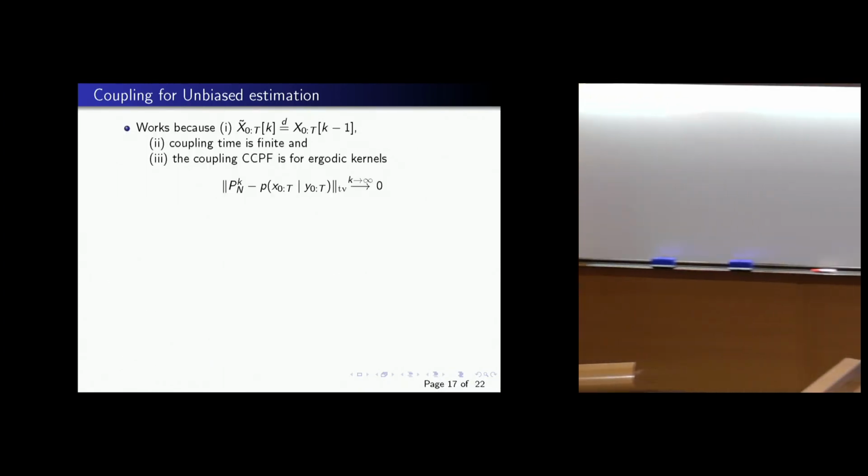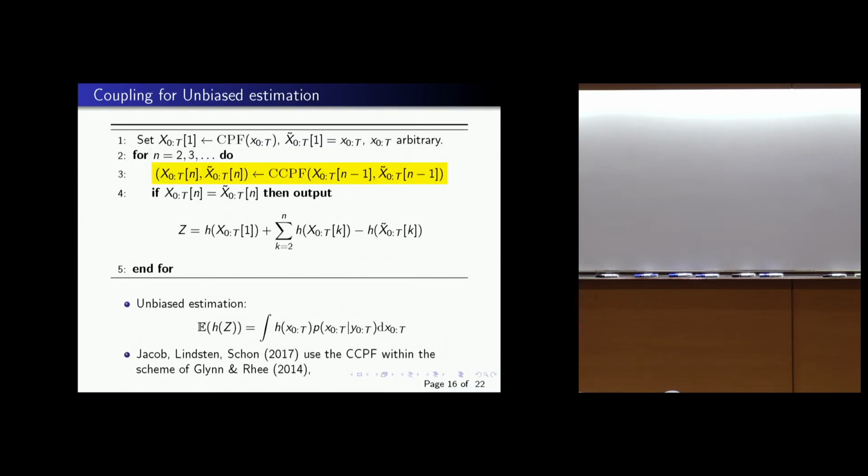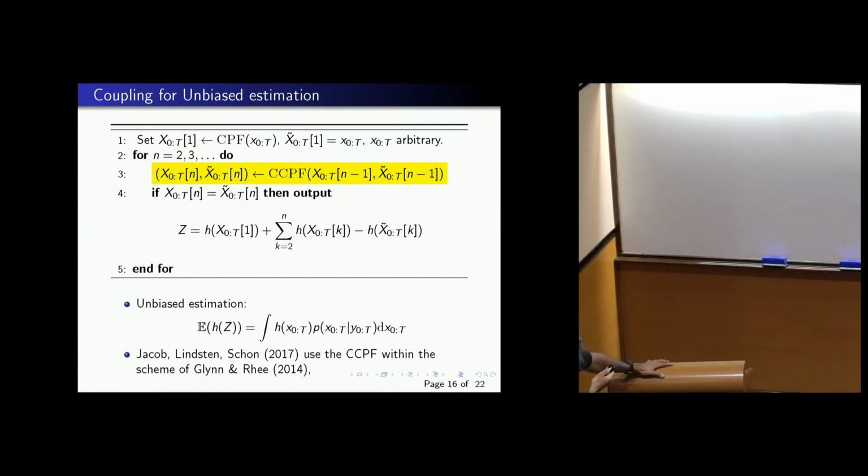So coupling for unbiased estimation, if you ignore the specific way they are initialized, works. You need the kernels that you're trying to couple to be ergodic, and I need to quantify the coupling time, because the algorithm runs for unbiased estimation. You run this coupled conditional particle filter until the two outputs meet, and then you stop and produce this as your output, Z, for the unbiased estimation. So we need to quantify this coupling time. When does it happen?